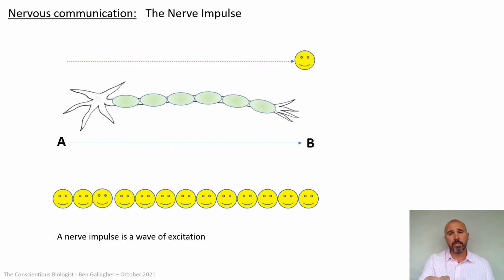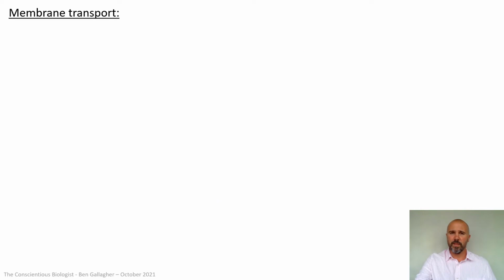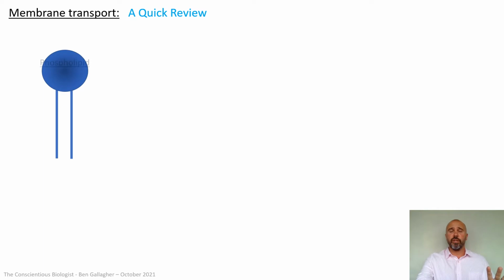So what we need to study in this video is how a part of a neuron can get excited to pass that excitement on to the next bit and the next bit, and then return to its original state. That's the quite complex bit of this video, but I'll make it as straightforward as possible. So we need to recap membrane transport first, because to get that excitation, you've got to be able to move things back and forth through a membrane. So it's a quick review of year 12 material.